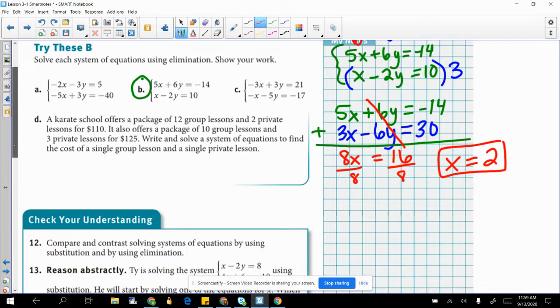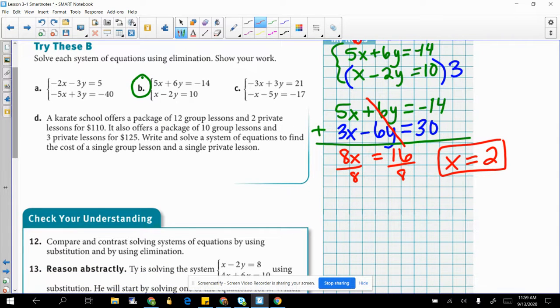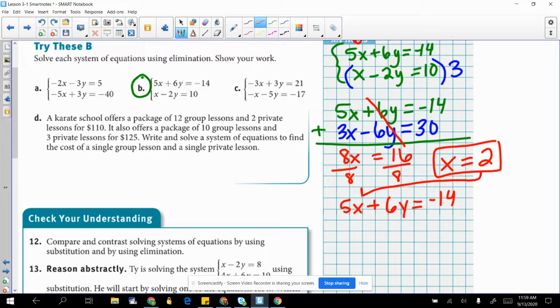All right, now I'm going to take that 2 and substitute it back into either one of the equations. Doesn't matter which one, so I'm just going to plug it into the first one. So remember the first equation was 5x plus 6y equals negative 14. And again, like I said, I'm going to plug in that 2 for the x. So 5 times 2 plus 6y equals negative 14. 5 times 2 is 10, plus 6y equals negative 14.